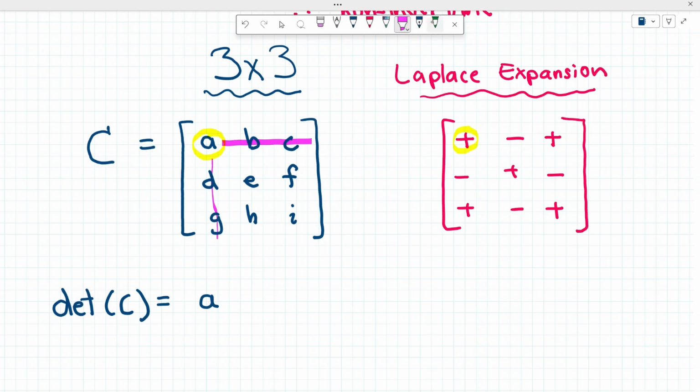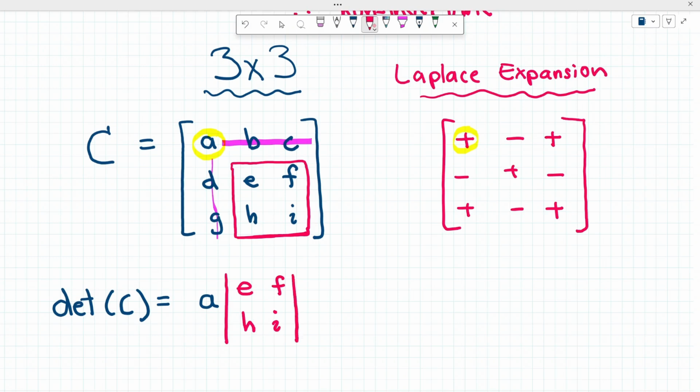Then I want you to consider the submatrix, or minor matrix, that we have left. So once we have A as our anchor point, we block out the row and column adjacent to it, and then we're looking at this minor matrix. Then we multiply A by the determinant of this minor matrix, so the determinant of E, F, H, I. And just so you know, these straight lines here are another way to represent the determinant.